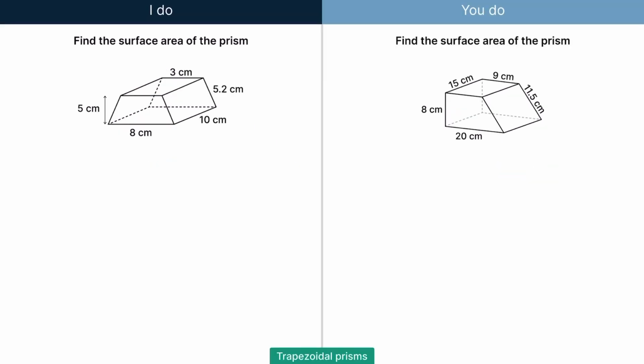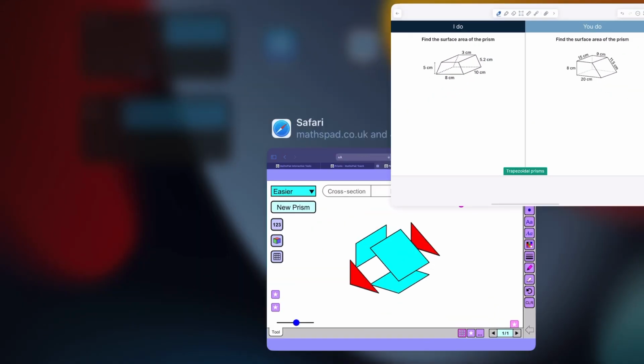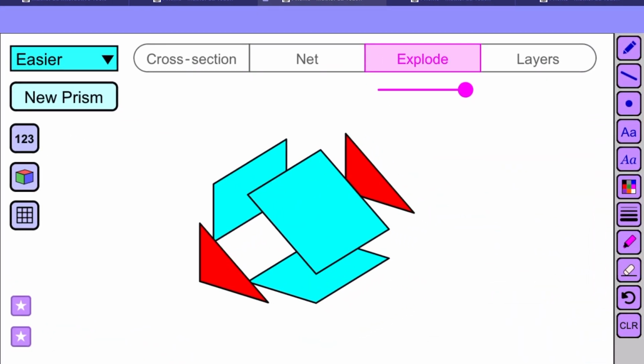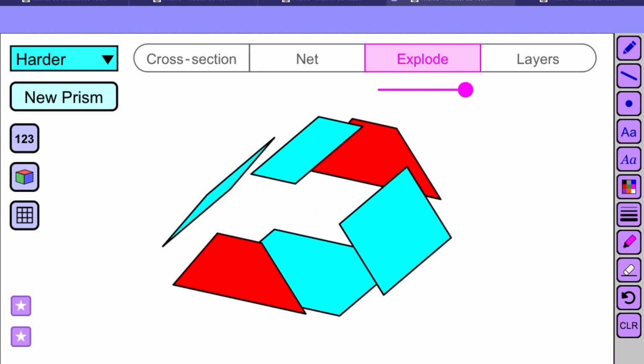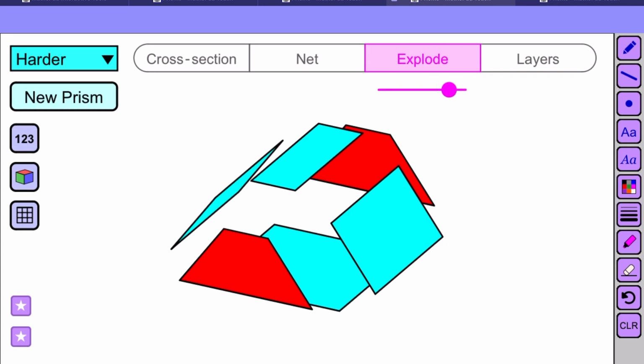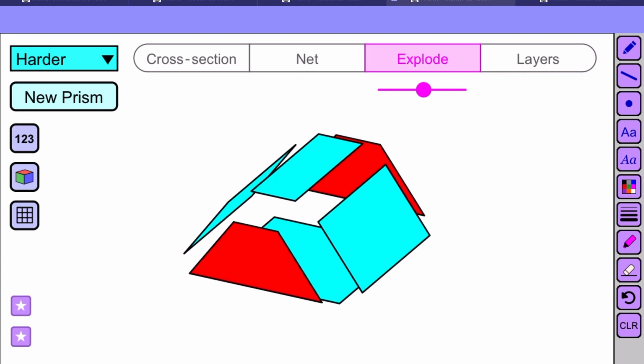And now moving on, we are looking at prisms with a trapezium in there. If I again go back to the exploded view, here we have that shape, and if I explode this again, you can see this all together has 4, 5, 6 sides to it. So we need to find the area of 6 sides altogether.